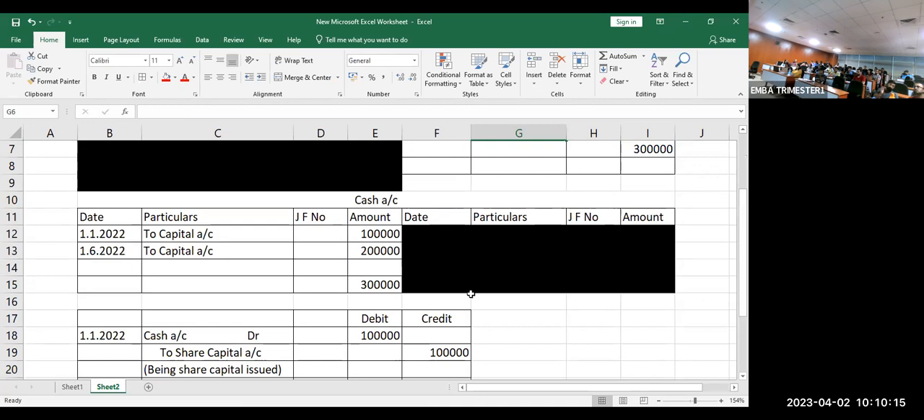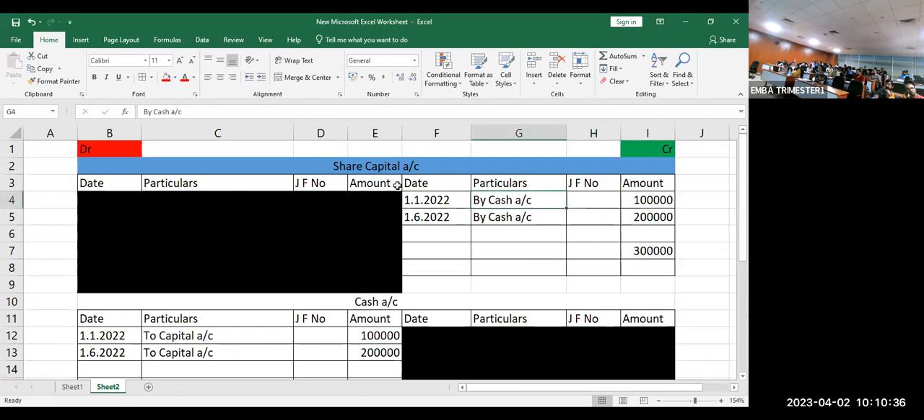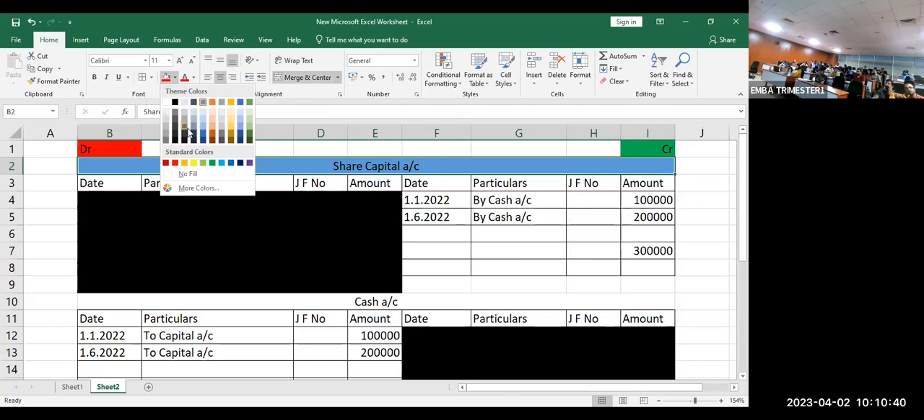Sir, in the general entry, we debited cash account to share capital account. So in general, we put them on the debit side. Here, when we are preparing a ledger, we are keeping them on the credit side, right? Correct. Yes. But here, see what account you are preparing. Look at this. What account you are preparing?